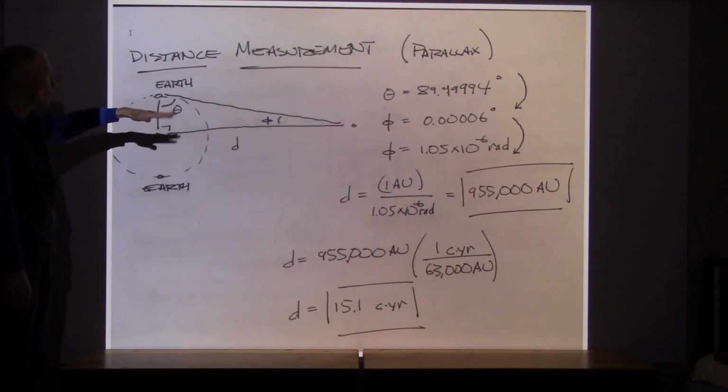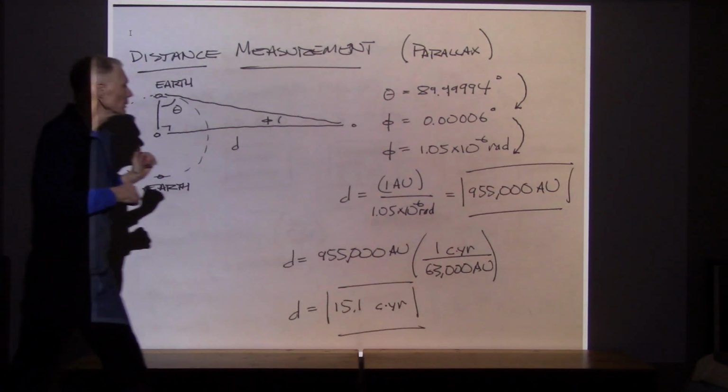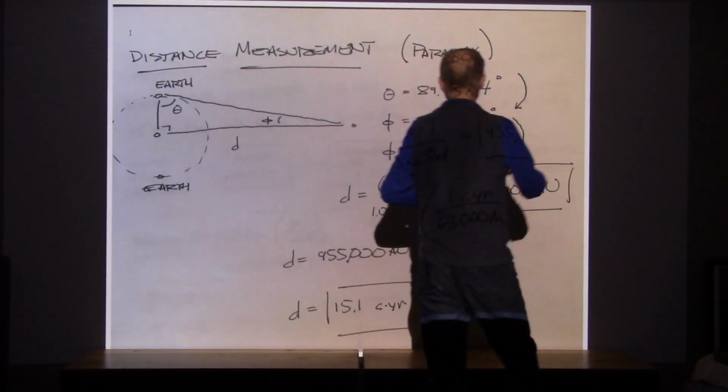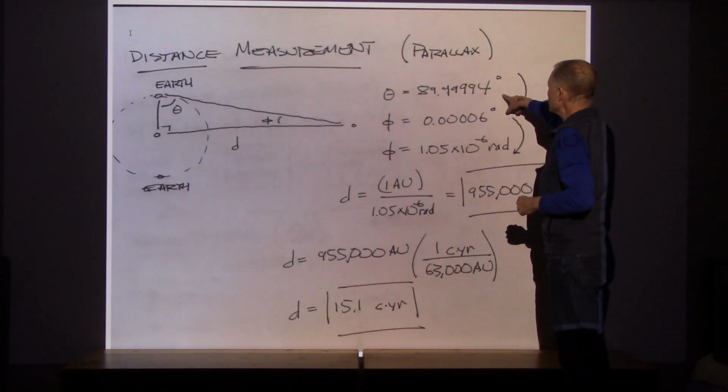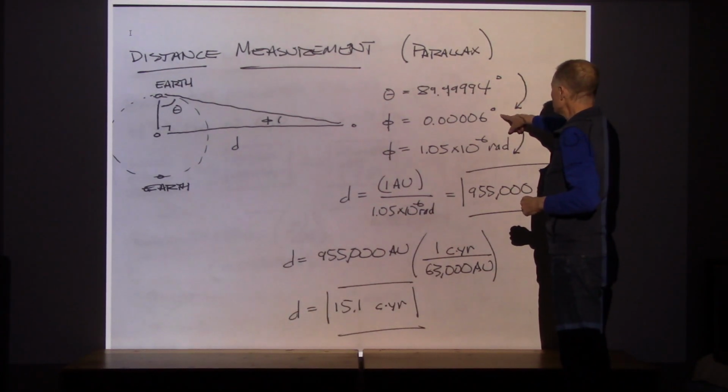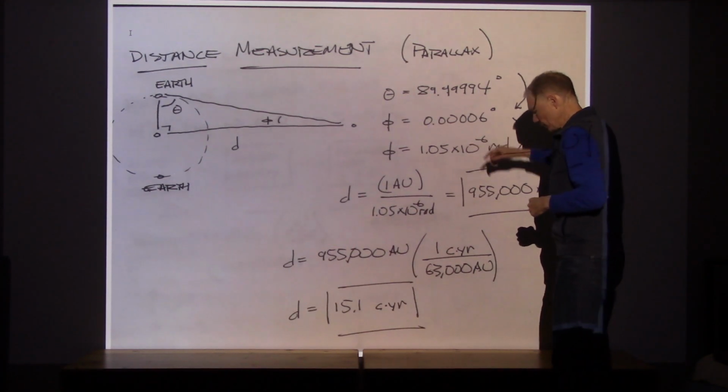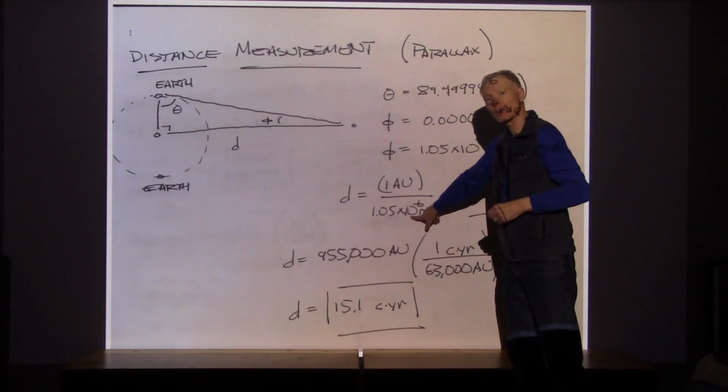Anyway, it's not the amount that the star shifts back and forth, but it's kind of a complement of that number. So I just switched. I went from 89.99994 degrees, took the complement, and then converted it into radians. Once I got that angle in radians, I can plug that into my formula.